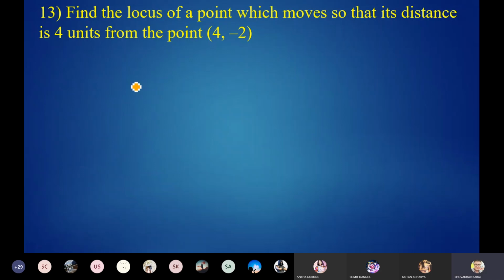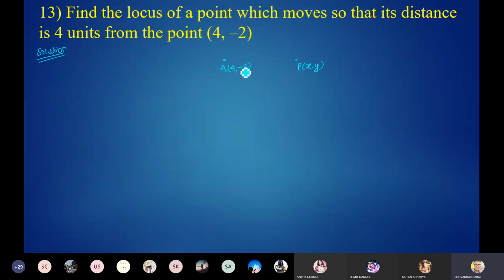So please copy this question. Find the locus of a point which moves so that its distance is 4 units from the point (4, -2). As I told you earlier, you need to understand the question well and interpret it well, only then can you solve it. If you can interpret the question well, then the question is solved 50%. 50% of your question is solved only when you interpret it clearly.